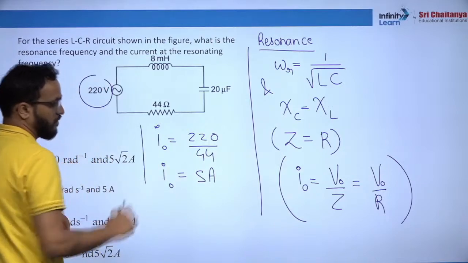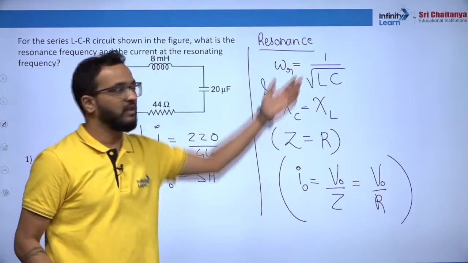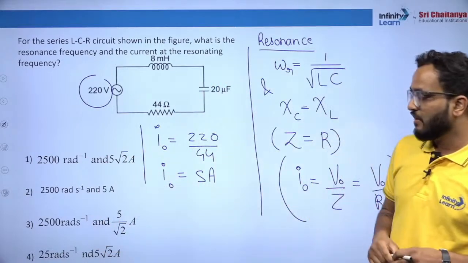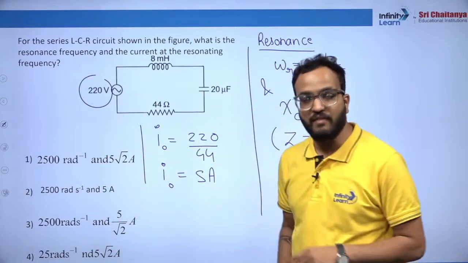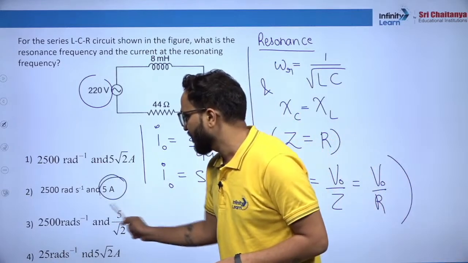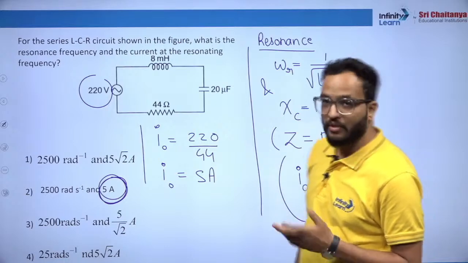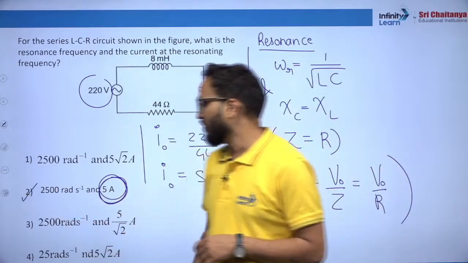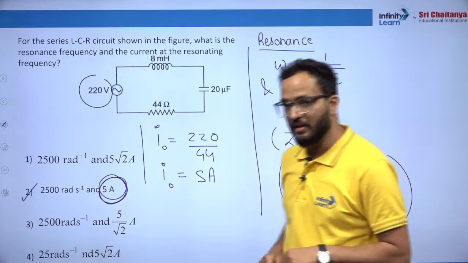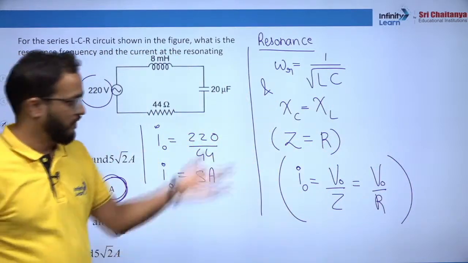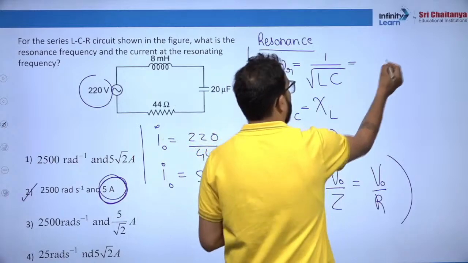Plus omega can be found out very easily, root over 1 by LC. But in this question, if you see, only one option contains 5 ampere as the peak value of the current, which is this. Do you understand? So this option will be correct. Is it clear? Otherwise, if you really want to find out the value of resonant angular frequency, 1 upon root over, what is L?